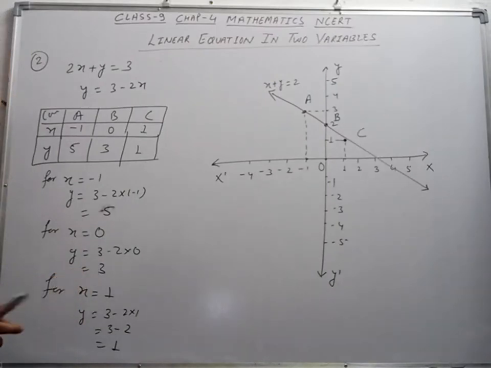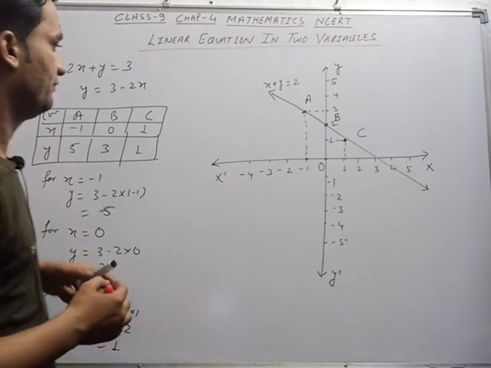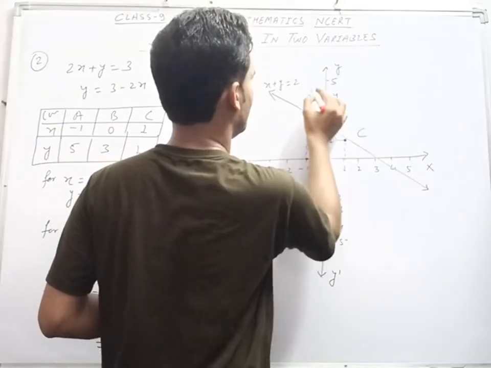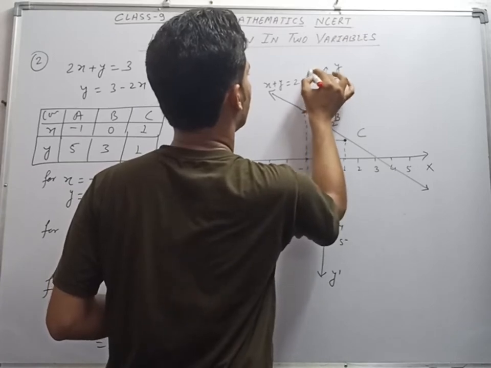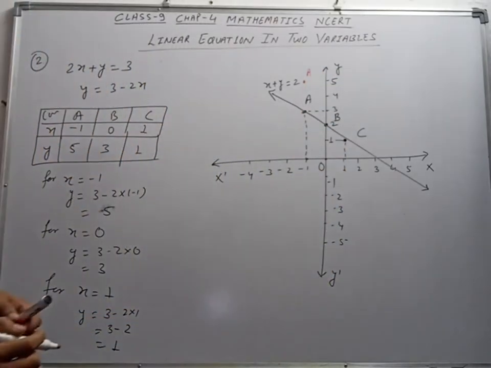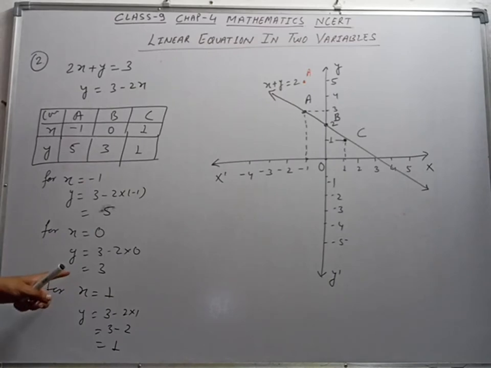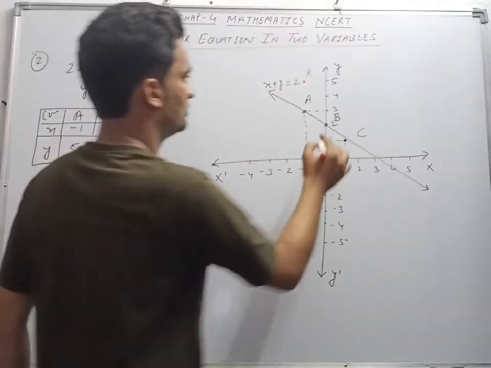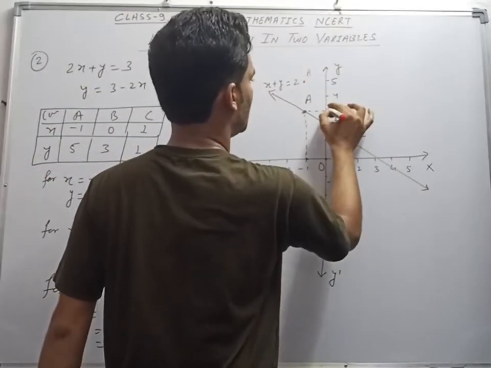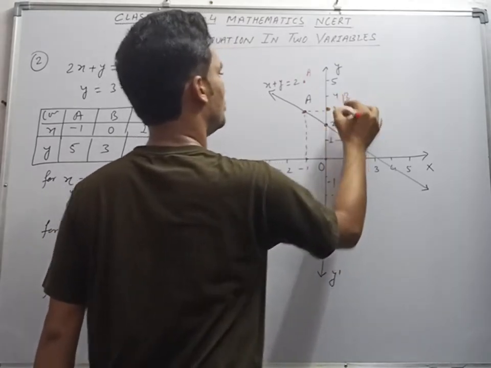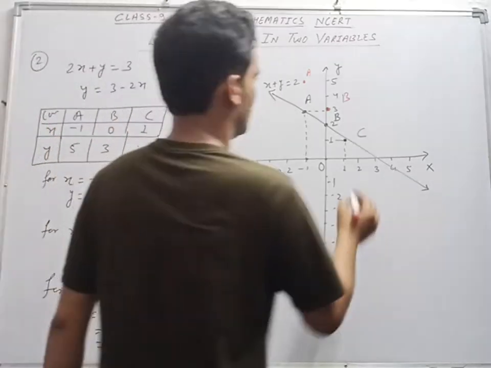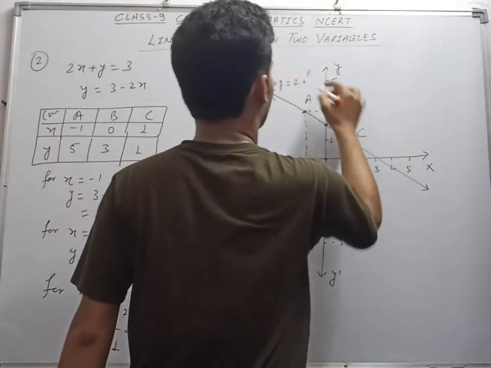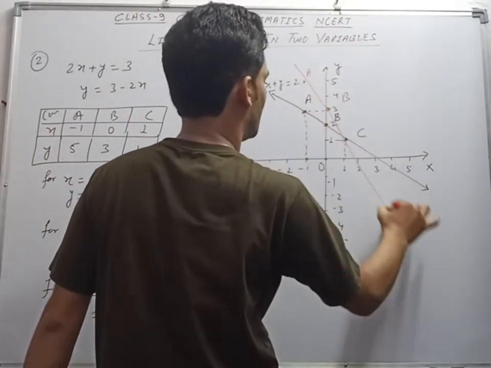Now again we need to plot the points. No problem. So (-1, 5): x is minus 1 and y is 5, somewhere on the same line here, point A. Then (0, 3), somewhere here, this is point B. Then (1, 1), the same point which we got, and for this equation the graph will go like this.